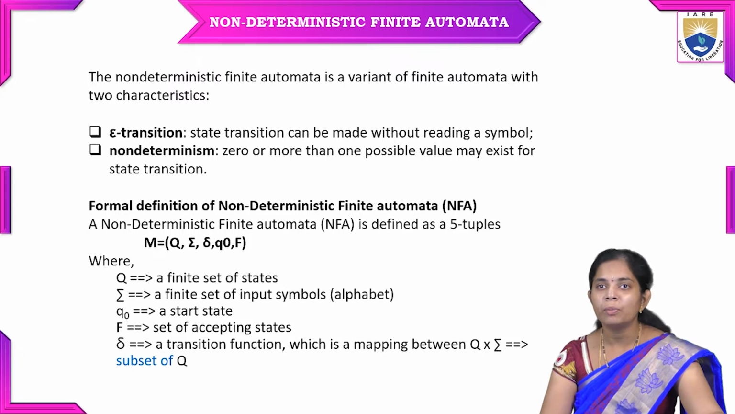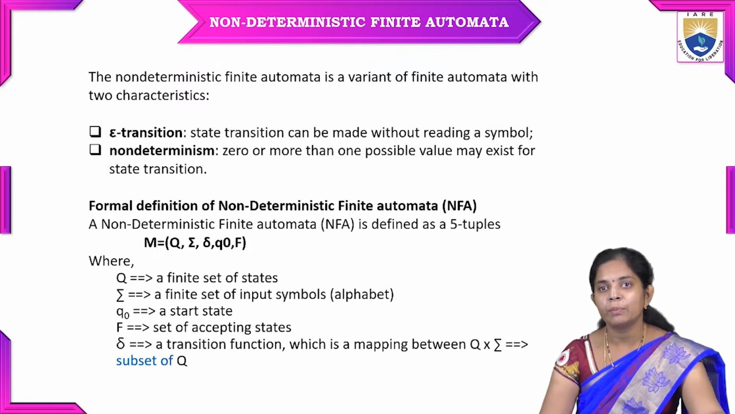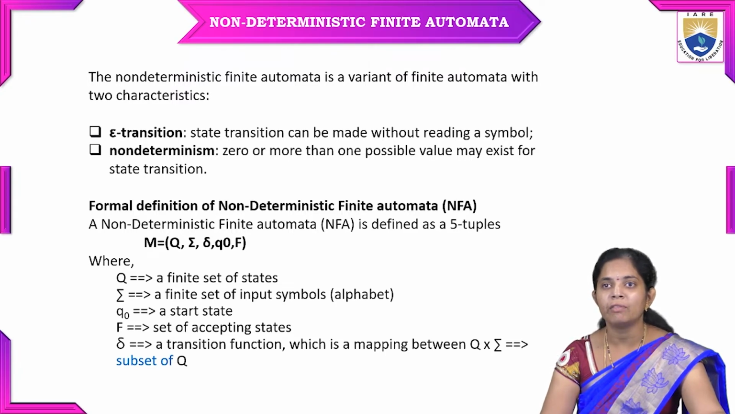And what is the formal definition of this NFA? It is the same as what we previously discussed for the DFA. It is a five-tuple. So here M is nothing but the NFA, and it has the five-tuple: Q, sigma, delta, Q naught (the initial state) and F (the final states). We'll elaborate this one.